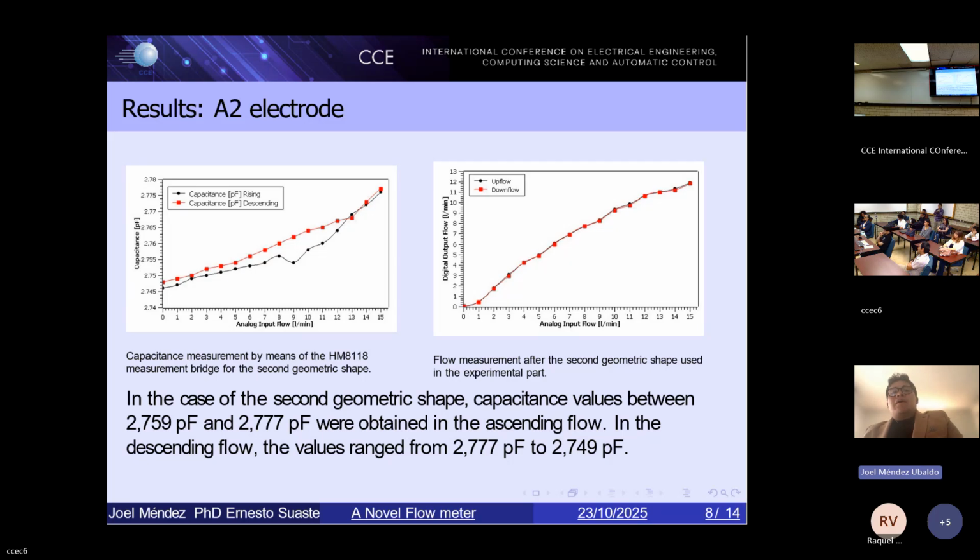The results for the A2 electrode geometry: the picture on the left shows a variation of capacitance when different values of airflow are sent. The picture on the right allows us to verify the principle of continuity. In the case of the second geometry, capacitance values between these values in picofarads were obtained in the ascending flow, and in the descending flow, the values range from these values in picofarads. The next, please.